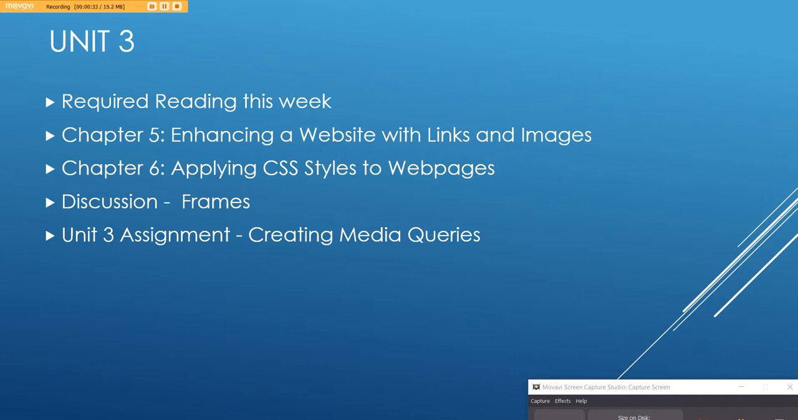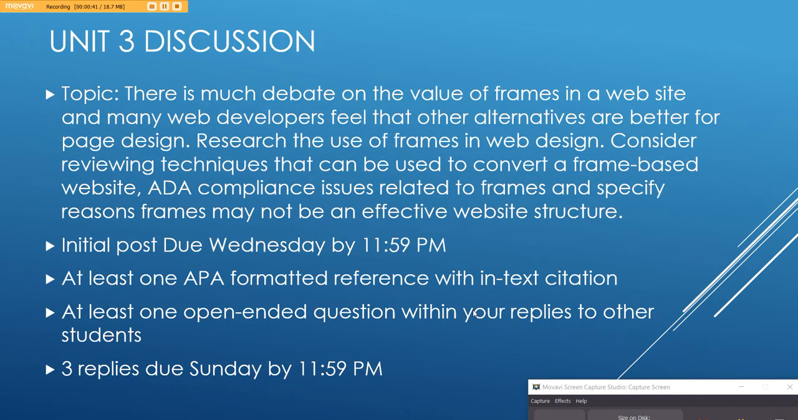The work for Unit 3 is you have the reading of Chapter 5 and 6, the discussion, and the Unit 3 assignment. The topic for the discussion is on frames, and make sure that you answer all of the topic. The initial post is due Wednesday at 11:59 p.m. At least one APA formatted reference with in-text citation. 3 replies are due Sunday, and at least one of those replies must have an open-ended question to move the topic along.